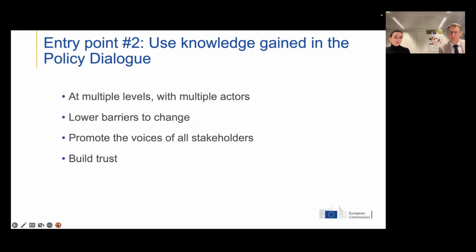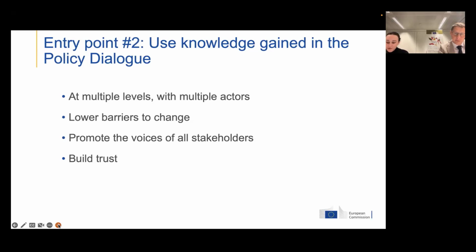So this policy dialogue that will happen at multiple levels with multiple actors will help to lower barriers to change and promote the voices of all stakeholders, and will have the objective to build trust, not only with its partners, but also between the different stakeholders. If possible, this dialogue should include the media, but we all know that depending on the country specificities, it could be very difficult to make the inequality narrative known and acceptable.